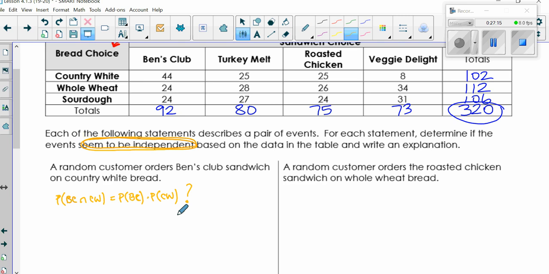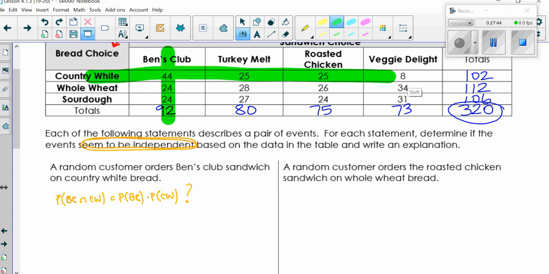Okay, so the nice part about a table is you don't really have to do what we did with the last one where you have to create a sample space and go find it. It's just totals in here, which is nice. Okay, so the probability of Ben's Club and country white means that we're doing Ben's Club and country white. Actually, I'm going to use a highlighter. It's a little bit easier for you guys to see. So it means that I would be saying here's Ben's Club and here's country white.